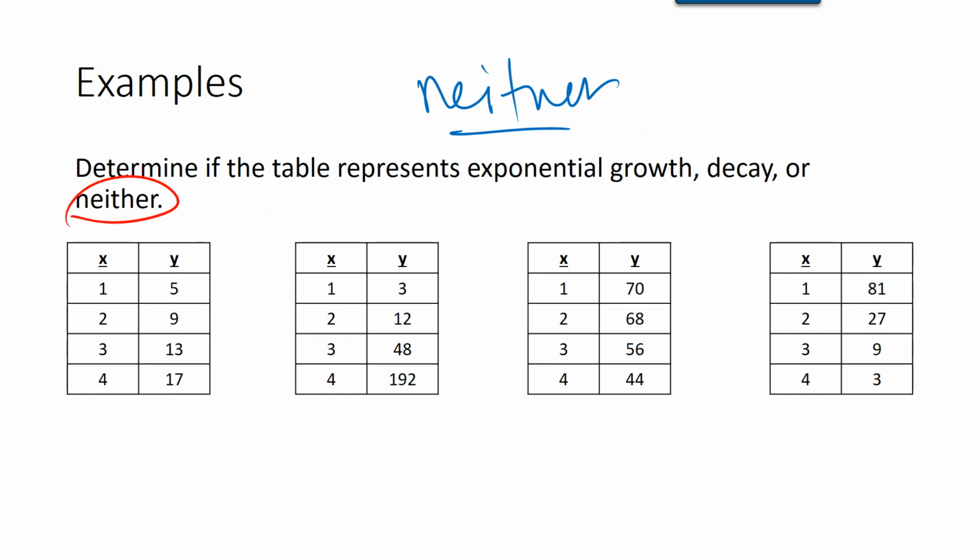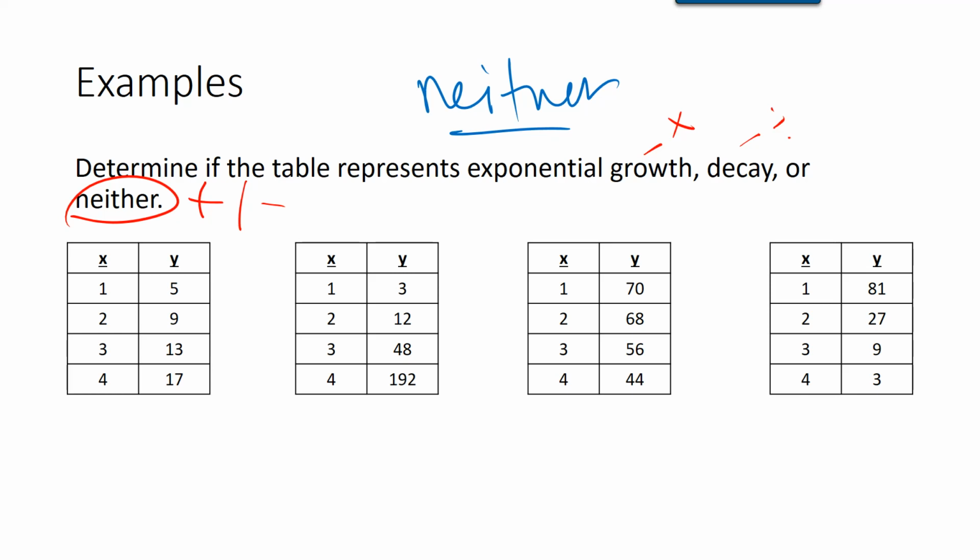We could have neither as an option here. Neither meaning that we are adding or subtracting. Okay? Growth, again, means we're multiplying. Decay means we're dividing. That's what we're looking at. So we're looking at our y column here.